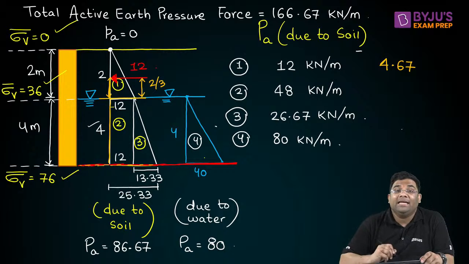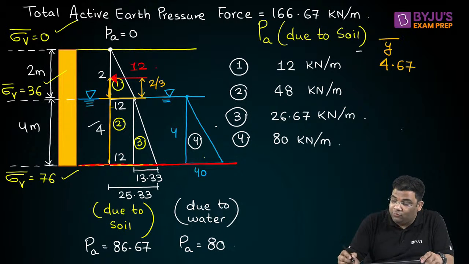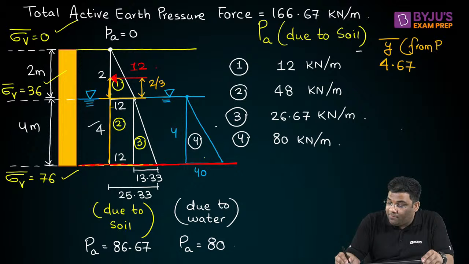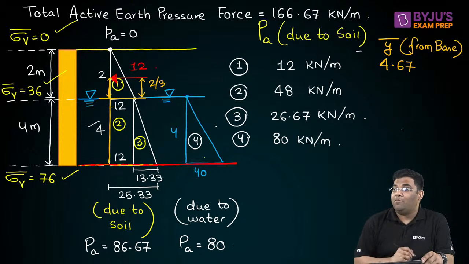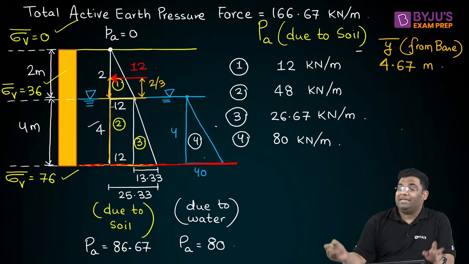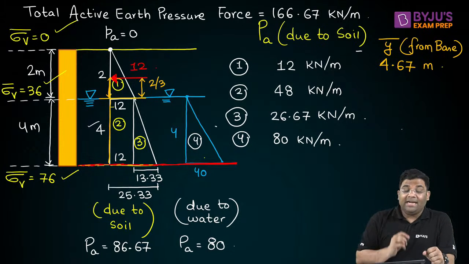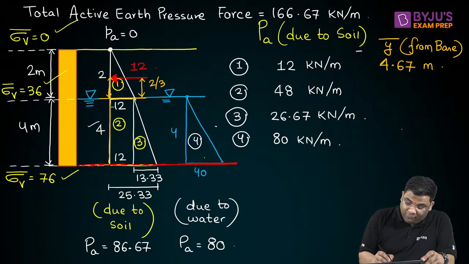4.67. So I can say the y bar, I will call this as y bar, distance from base. Is the distance from your base. It is how much? 4.67 meter. Now, for the second force will act where?